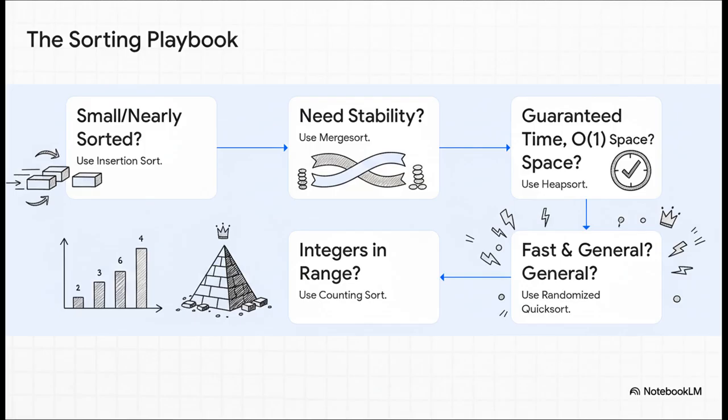Want a fast, general-purpose sort that's usually the best bet? Randomized quicksort is your go-to. And finally, if you know for a fact you're just sorting integers in a pretty small range, nothing can touch the speed of counting sort.